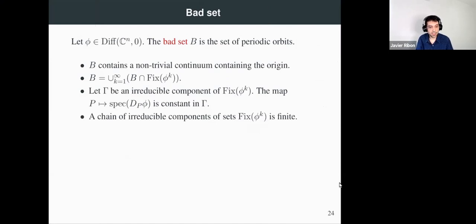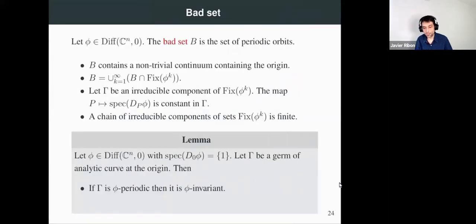And we have that a chain of irreducible components of sets of this form is finite. This is the most important part of the proof. The others are more or less automatic. To prove that a chain of irreducible components is finite, I didn't define what that chain is, but I'm going to define it.